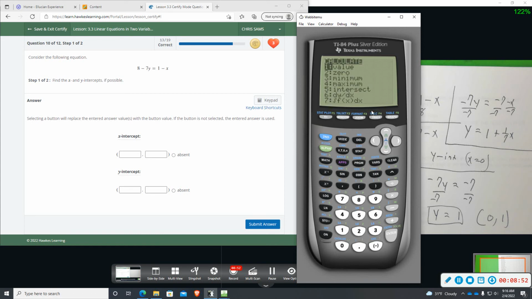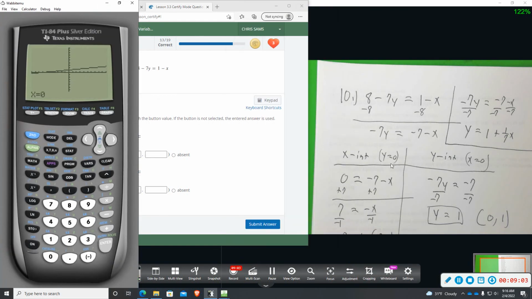Second trace. There's two different ones. So if I want to do x is 0, I want to do value. So I want to hit a 0 for x. So this is going to give us the y-intercept, when x is 0. At the bottom you see 0, 1. So that's the same thing we have here.